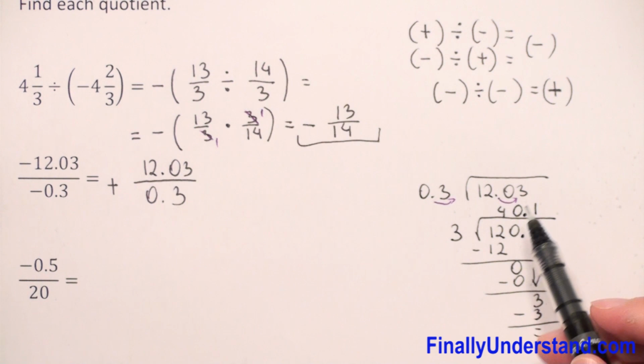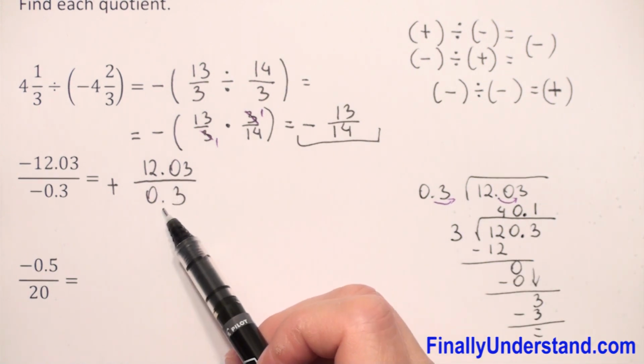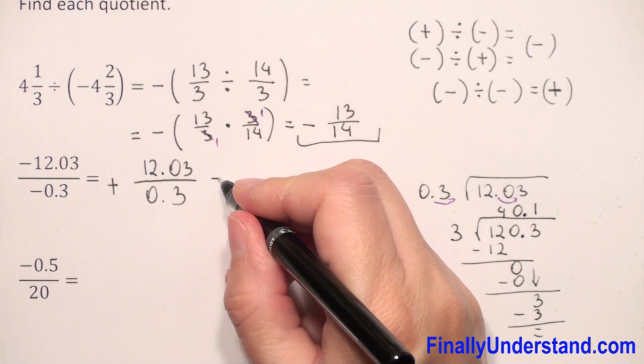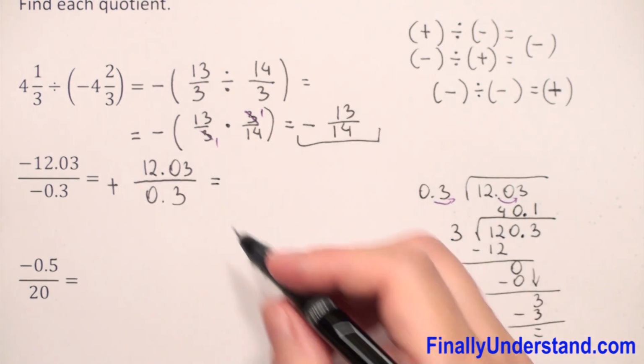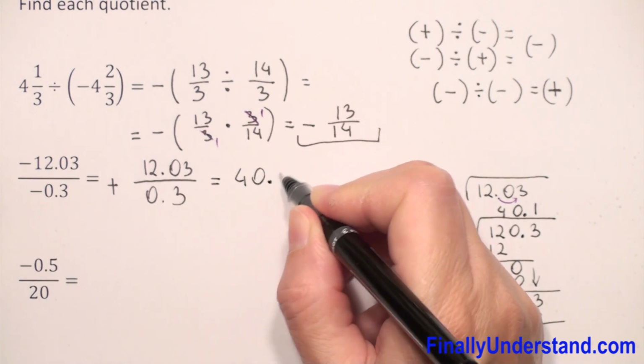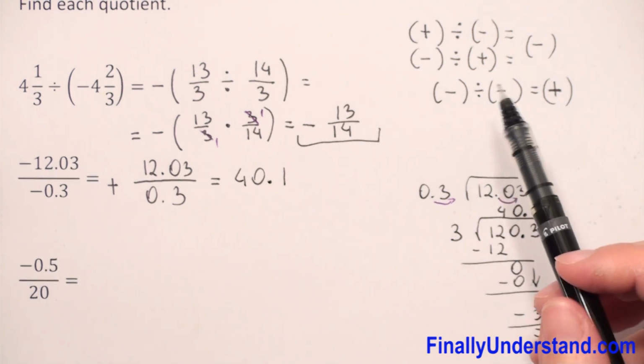And we got that 12.03 divided by 0.3 is equal. Positive sign we don't have to write. Solution is 40.1. Next example. We have now negative number divided by positive.